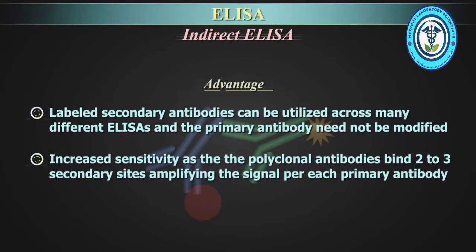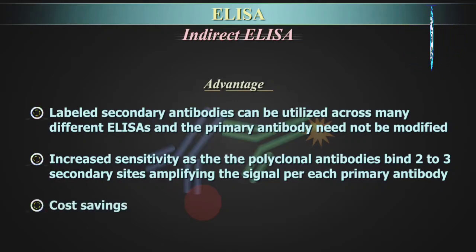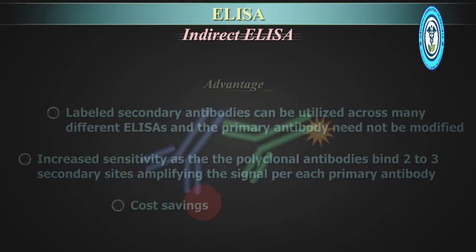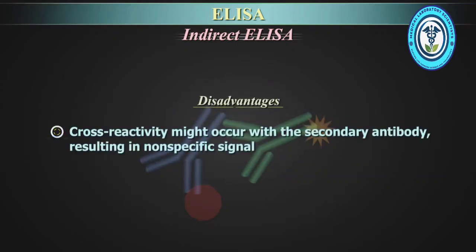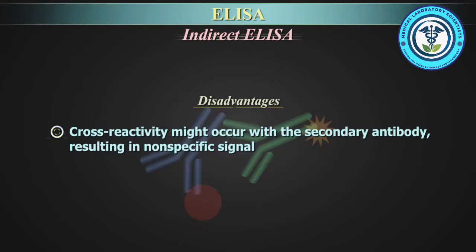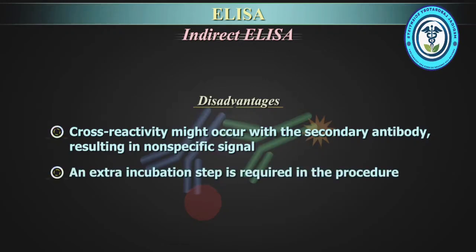Increased sensitivity, as the polyclonal antibodies bind 2 to 3 secondary sites, amplifying the signal per each primary antibody. Cost savings, since fewer labeled antibodies are required. Disadvantages: cross-reactivity might occur with the secondary antibody, resulting in non-specific signal. An extra incubation step is required in the procedure.